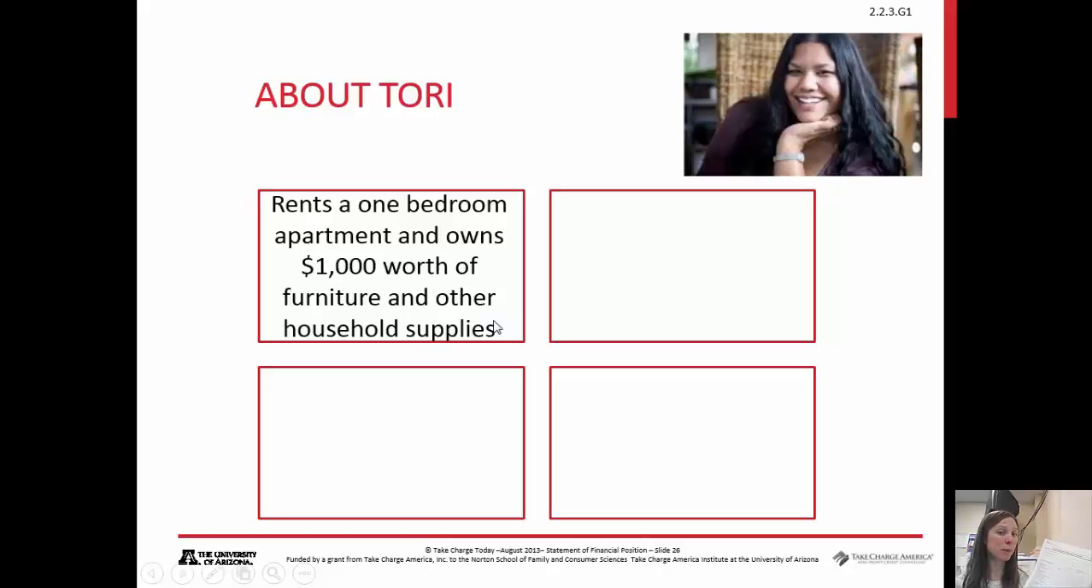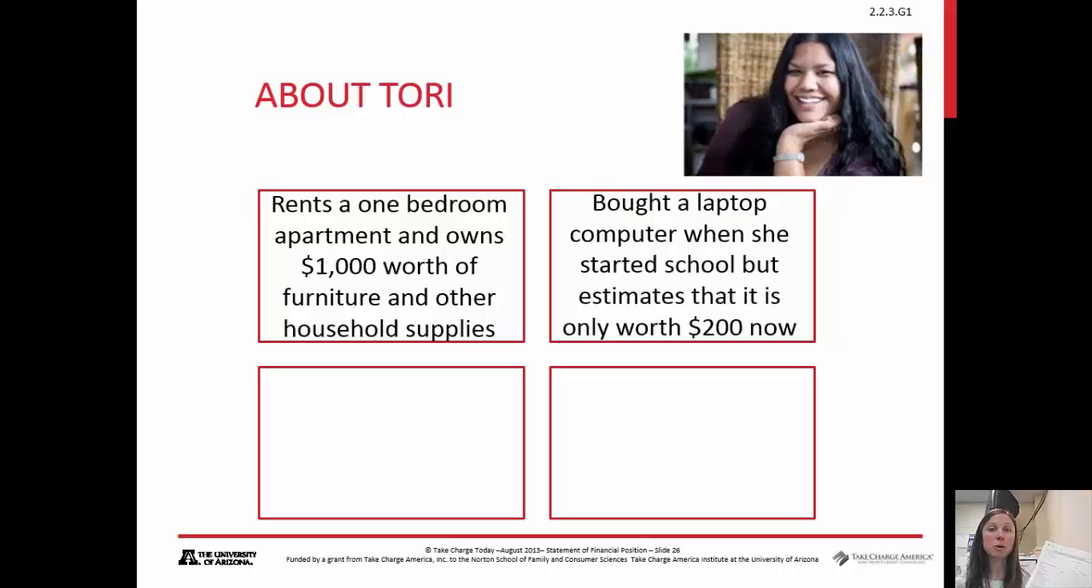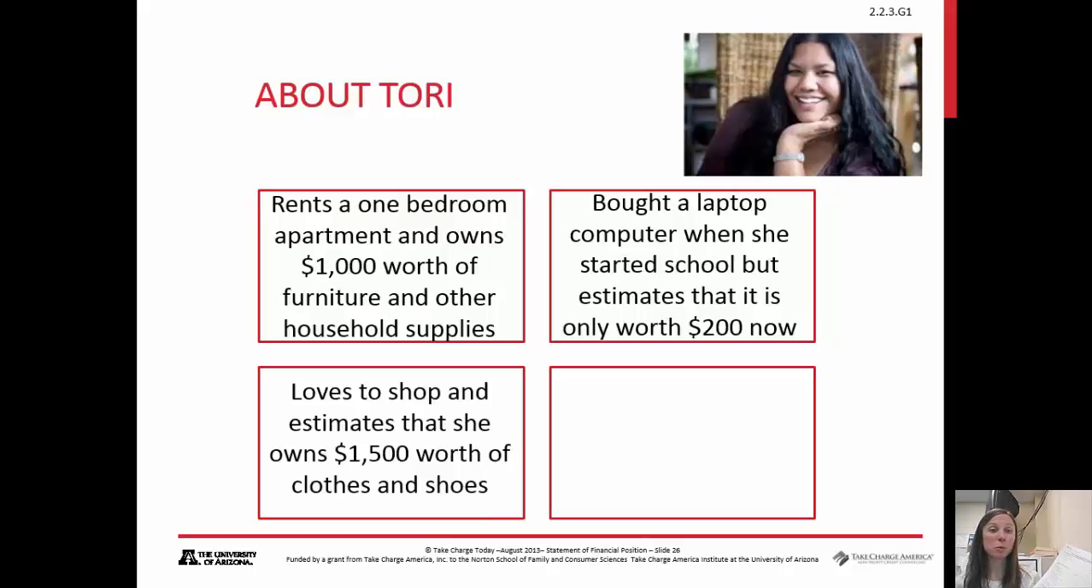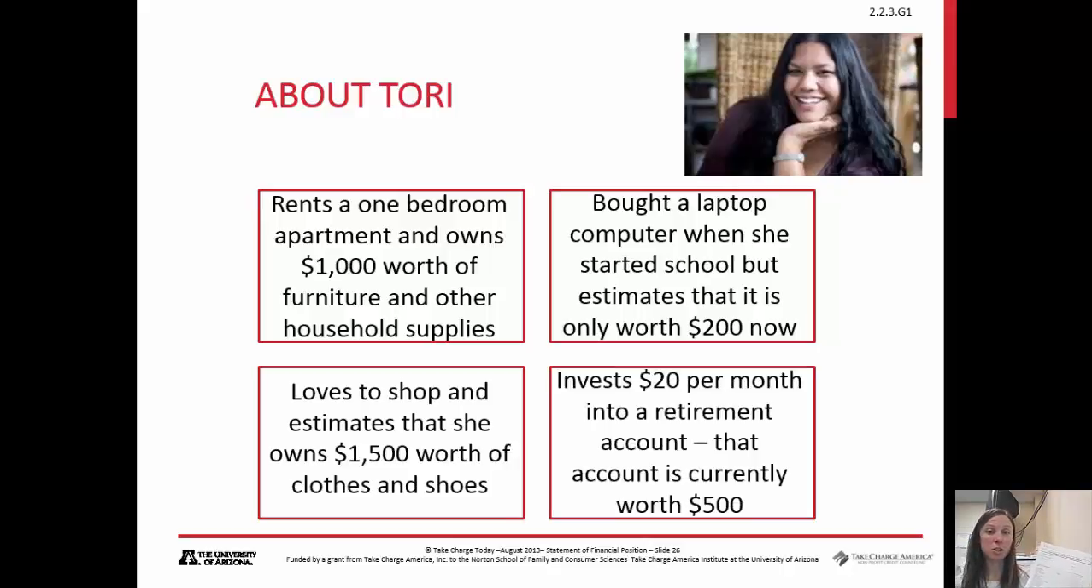She rents a 1-bedroom apartment and owns $1,000 worth of furniture. So that would go in her tangible assets, $1,000. She bought a laptop when she started school. It's only worth $200 now, but that would again be electronics worth. And she owns $1,500 worth of clothes and shoes. So that would be in your clothing section.